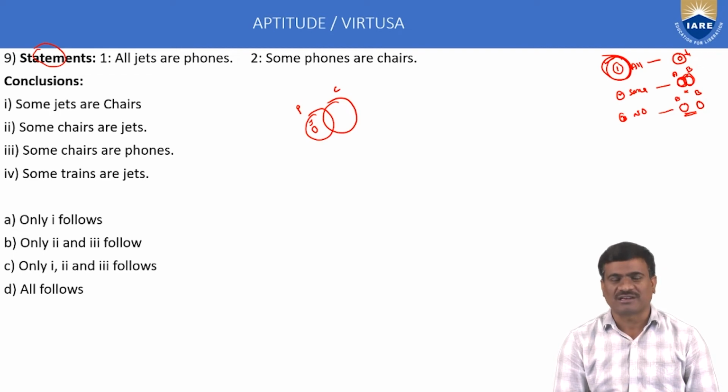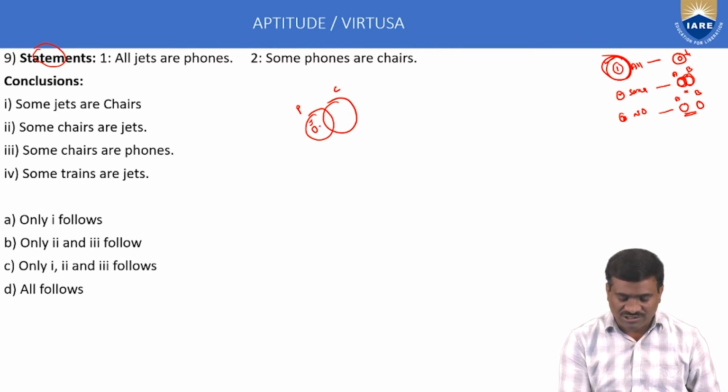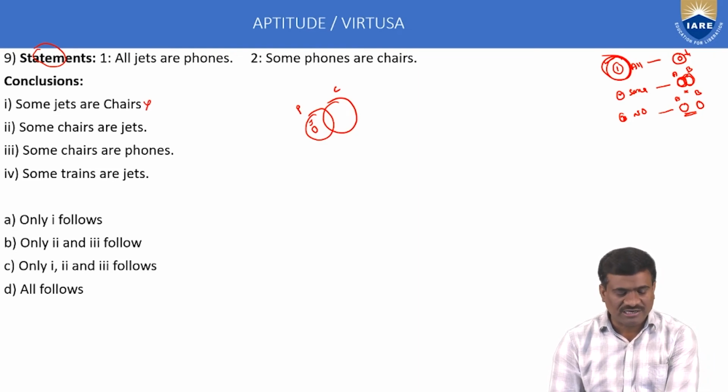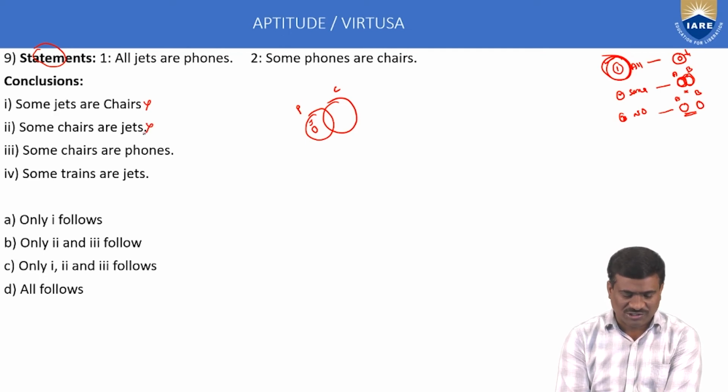First conclusion, some jets are chairs. In this Venn diagram, jet and chair have no relation. Next, some chairs are jets, again no relation. Next, some chairs are phones. That is exactly correct. The third one is correct, none of the others.